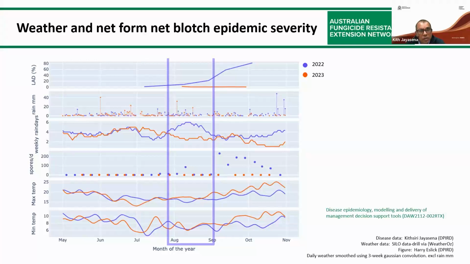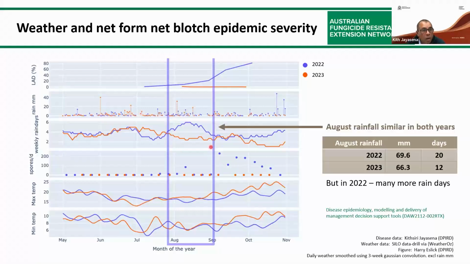The two colors: 2022 is blue, 2023 is red. The top row indicates how the disease progressed in August and September. The second row indicates the rainfall in millimeters for that period. Then the third row shows weekly rainfall, and the fourth shows spore movement and the temperature during that period, maximum temperature and minimum temperature.